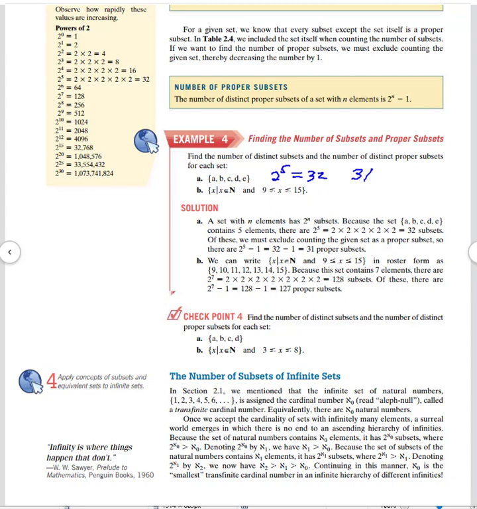Part B says we want an x that's an element of the natural numbers, and x has to be between 9 and 15. How many elements? There's 9, 10, 11, 12, 13, 14, 15. That's 7 elements. 2 to the 7th gives me 128 subsets and 127 proper subsets.